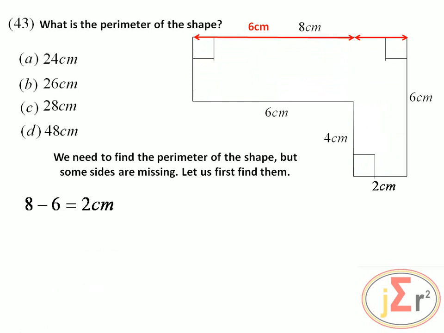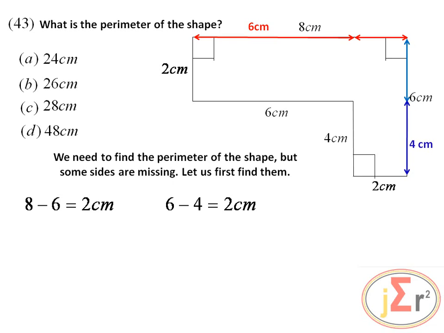We need to find the other side, of which we know that this is 6 centimeters. We do not know this, but this is 4 centimeters. Therefore, if this is 6 and this is 4, then we know that that is also 2 centimeters. 6 minus 4 is equal to 2 centimeters. Then we may proceed to find the perimeter.